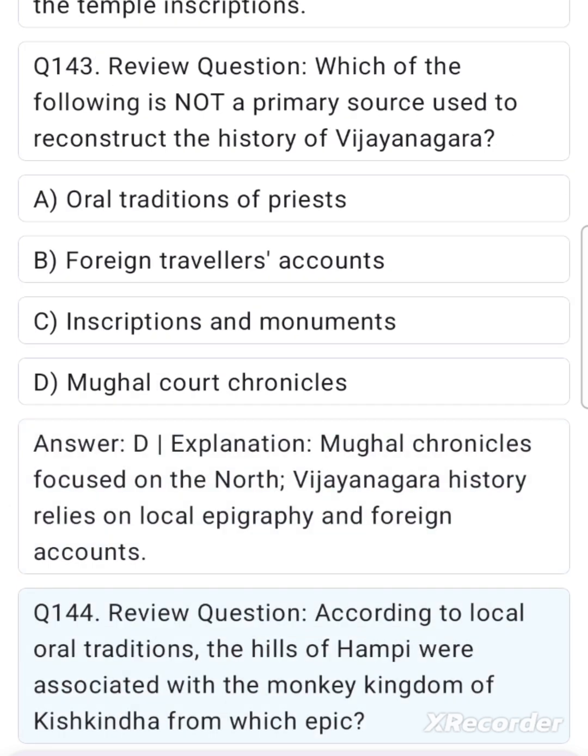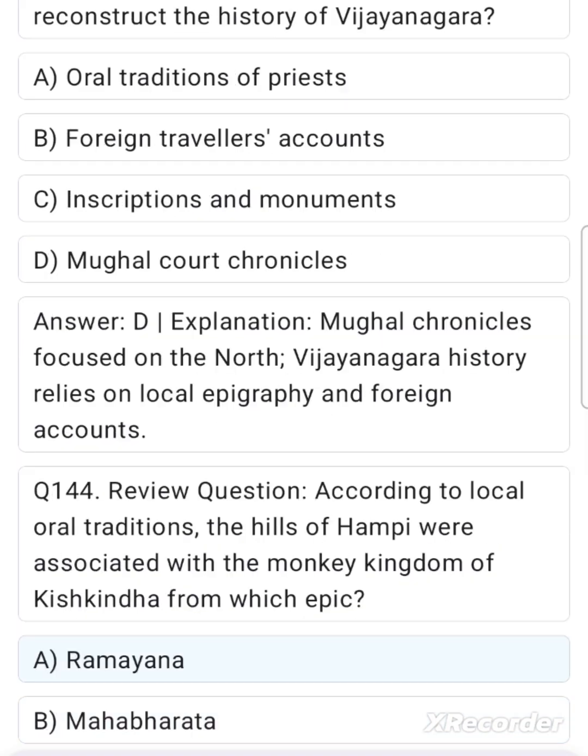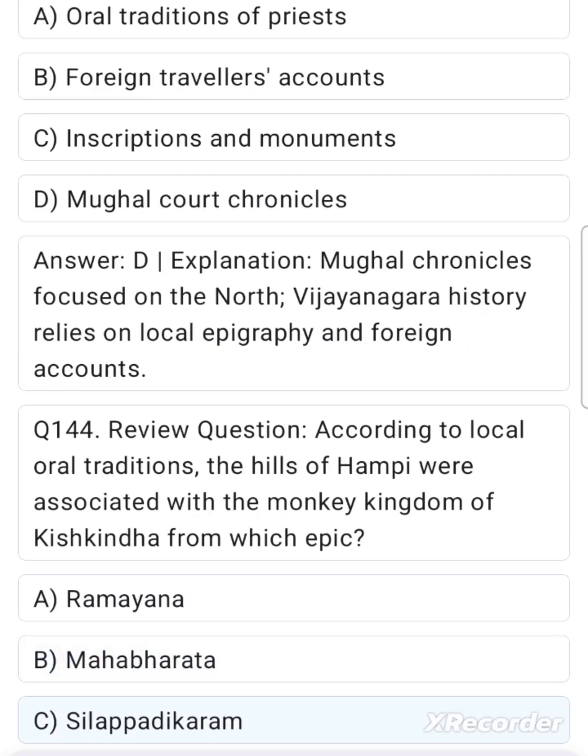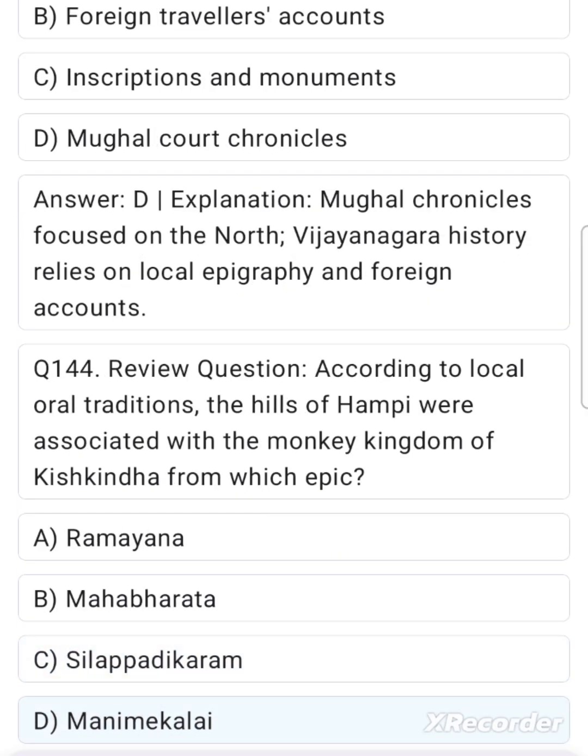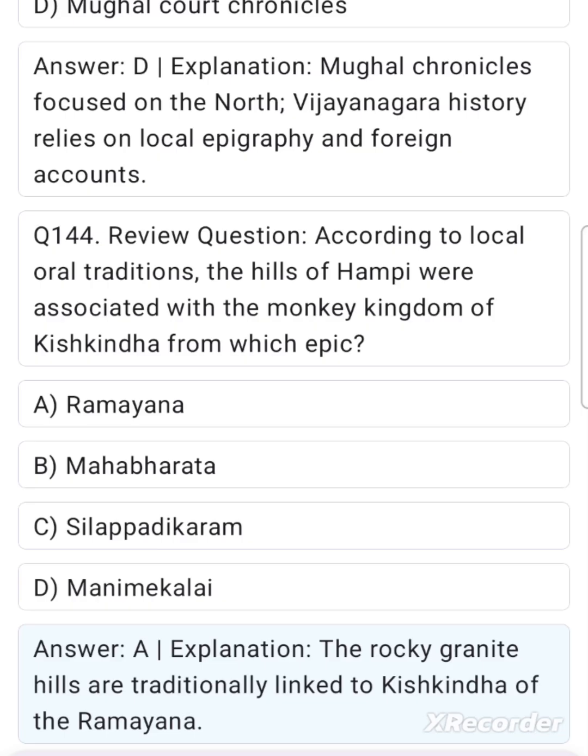Q 144. Review question. According to local oral traditions, the hills of Hampi were associated with the monkey kingdom of Kishkindha from which epic? A. Ramayana. B. Mahabharata. C. Silappadikaram. D. Manimekalai. Answer: A. Explanation: The rocky granite hills are traditionally linked to Kishkindha of the Ramayana.